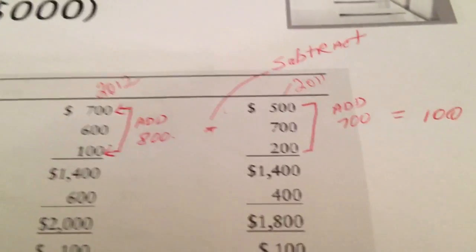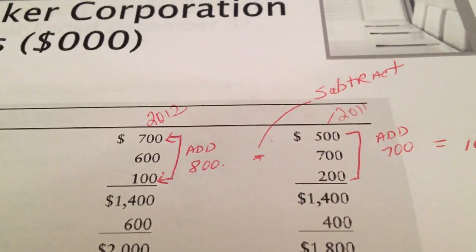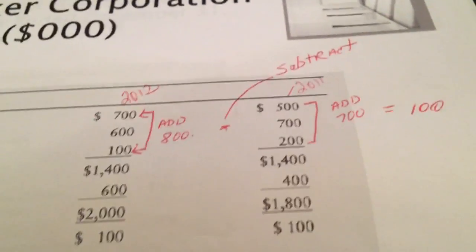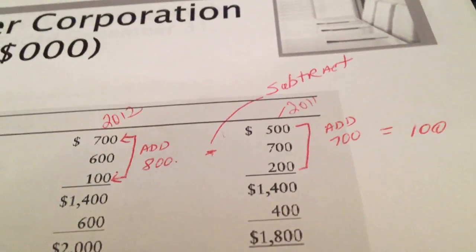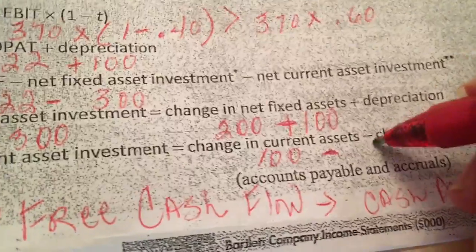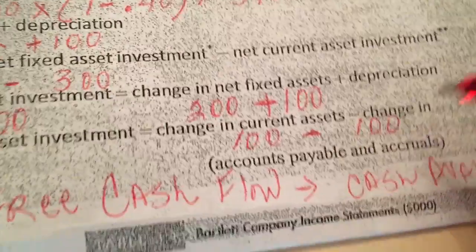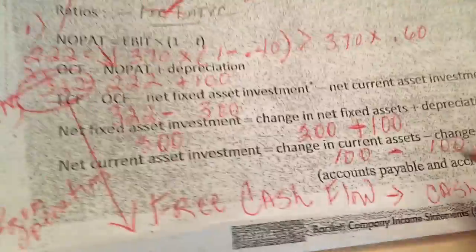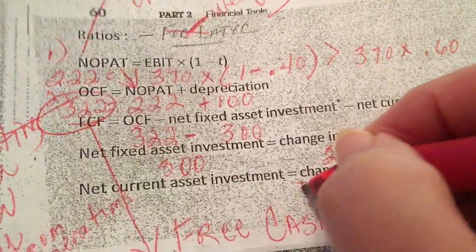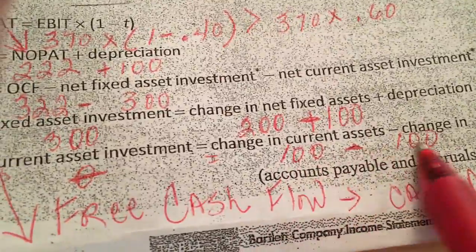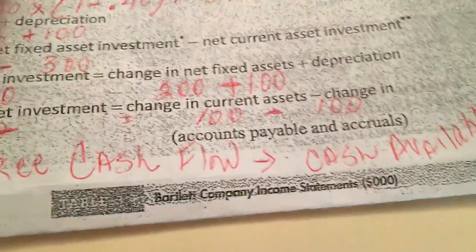So the first process is to add the numbers together and then subtract them. That gives you the change when you subtract. Your number here is 100. So let's take that back to the formula. Here we have the change in current assets minus the 100 I just showed you, which is the change in the accounts payable and accruals. Now, that means that the net current asset investment is 0. They wash out here, 100 minus 100.